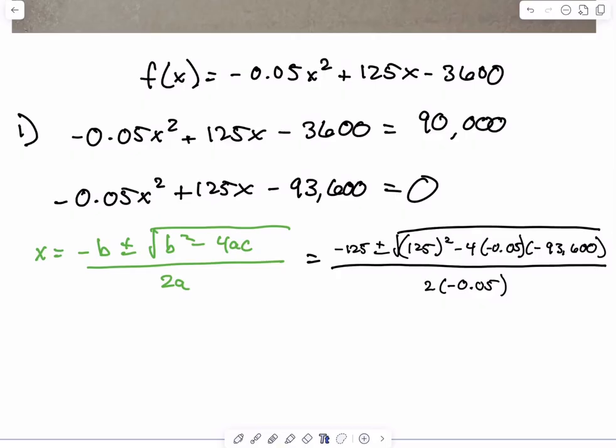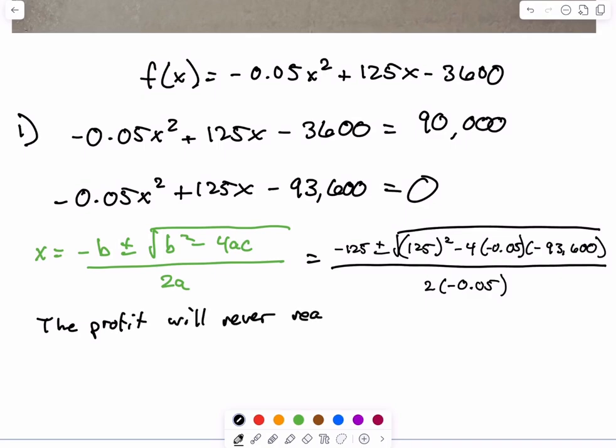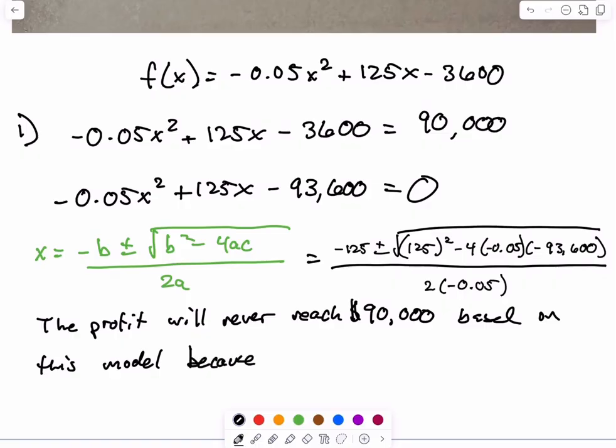So, let me see. The profit will never reach 90,000 based on this model because we have a negative discriminant.